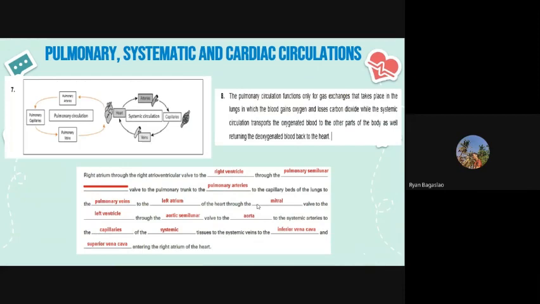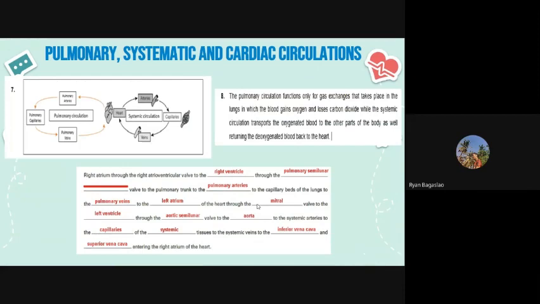For number 8, differentiate clearly between the roles of the pulmonary and systemic circulations. The pulmonary circulation functions only for gas exchange that takes place in the lungs, in which blood gains oxygen and loses carbon dioxide, while the systemic circulation transports the oxygenated blood to the other parts of the body, as well as returning the deoxygenated blood, or the unclean blood containing the carbon dioxide, back to the heart.